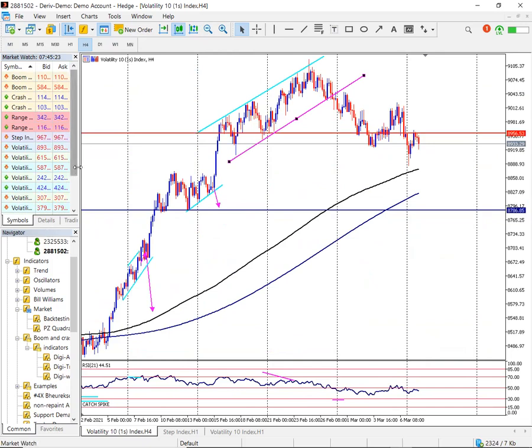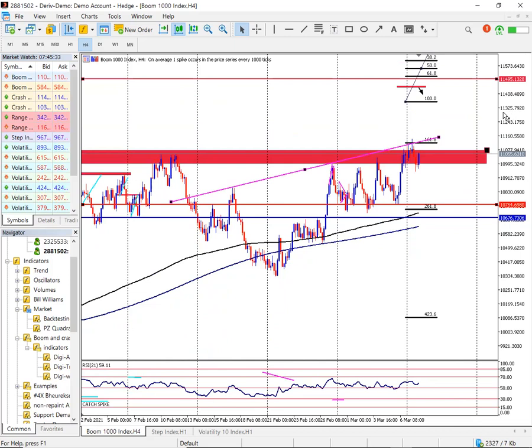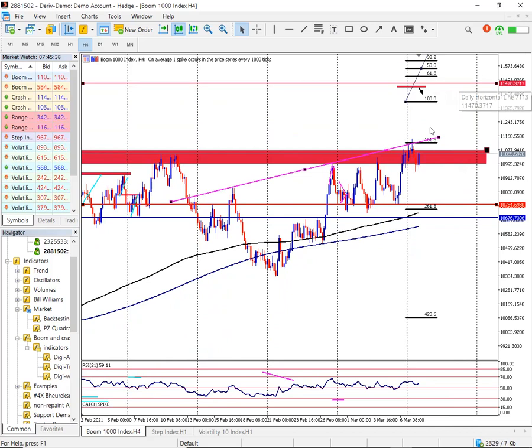But you said you're looking for a sell on Boom 1000, but not now. Not until it spikes up to this red line here. If it gets there, then I can look for a sell. I've just sold this already, so I'm not selling any more. I need it to move a little bit up so that I can keep working for a sell.